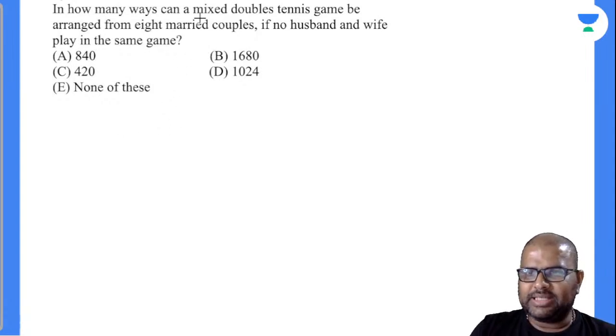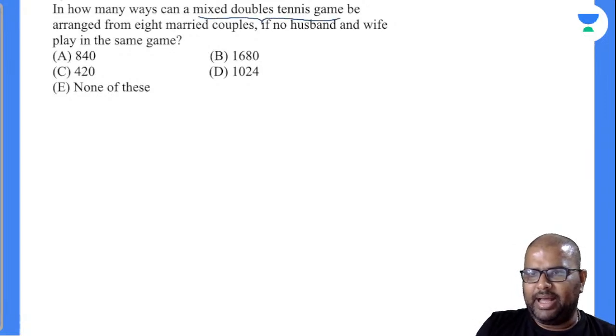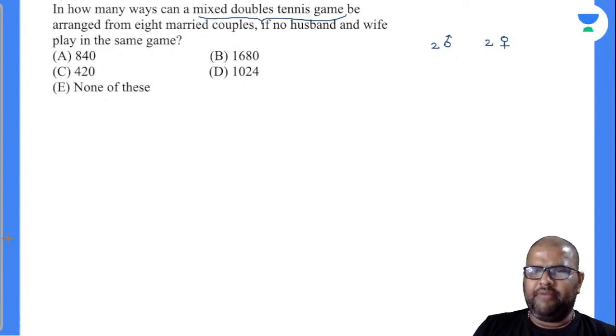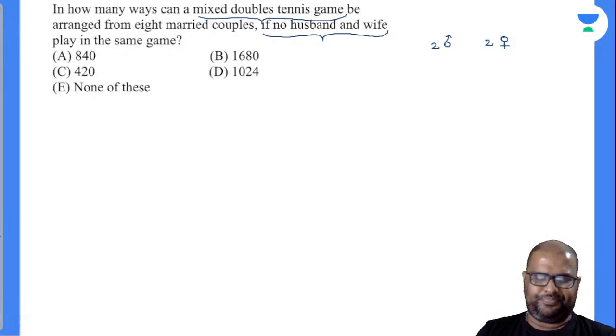In how many ways can a mixed doubles tennis game be arranged from 8 married couples? Mixed doubles means in one game there will be 2 men and 2 women. Am I right or wrong? Yes, perfectly. From 8 married couples, if no husband and wife play in the same game.